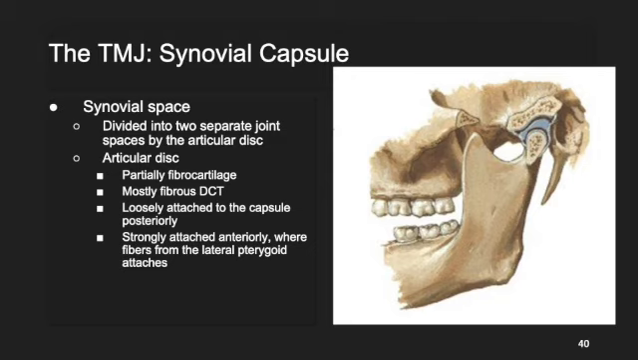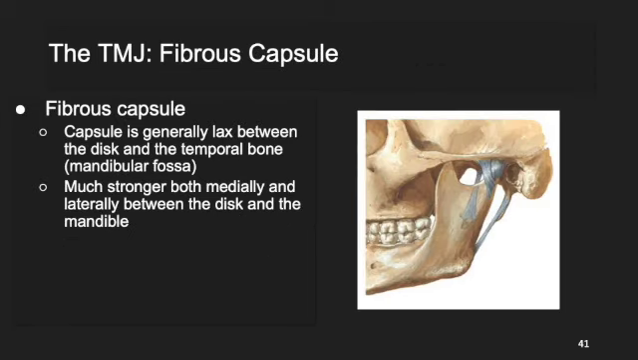So now looking at the synovial capsule here, what we're looking at is the area surrounding that TMJ joint. Understand the joint. Understand that really what we have here is not one joint, but 2 separate joint spaces. And the reason is because of that large disc that's in the middle. There's also a fibrous capsule that's surrounding the TMJ joint.